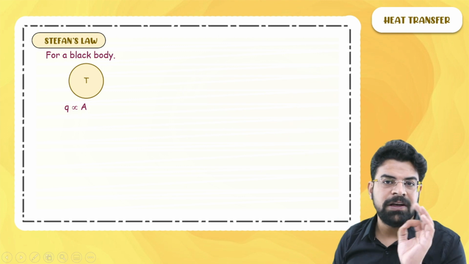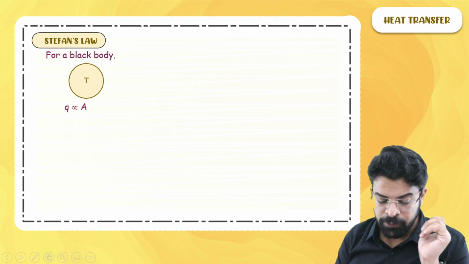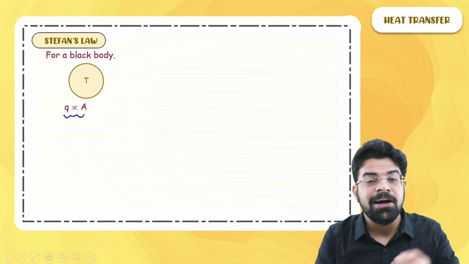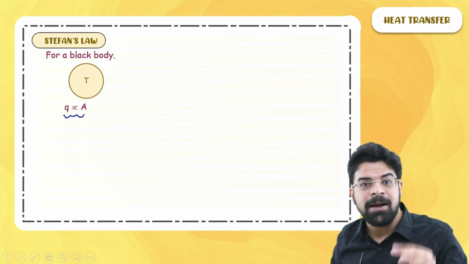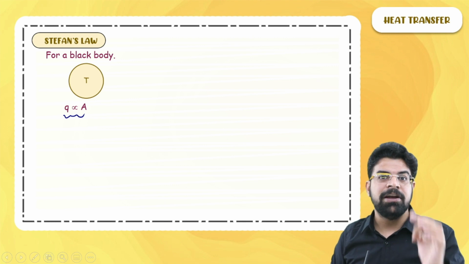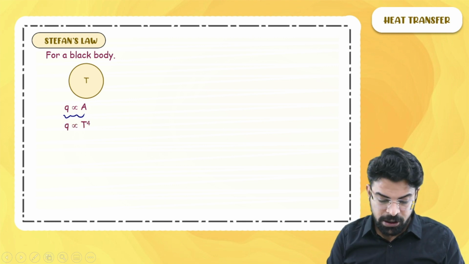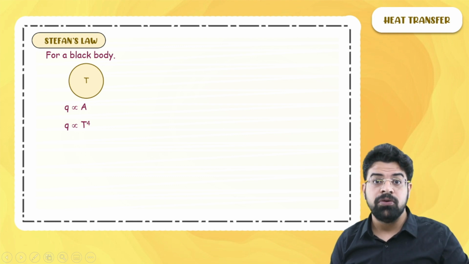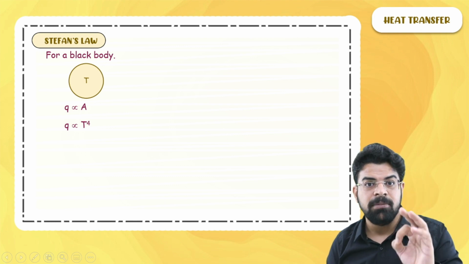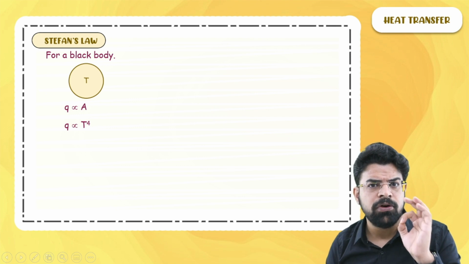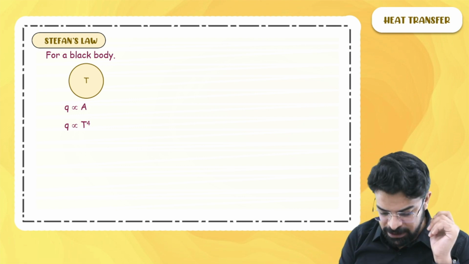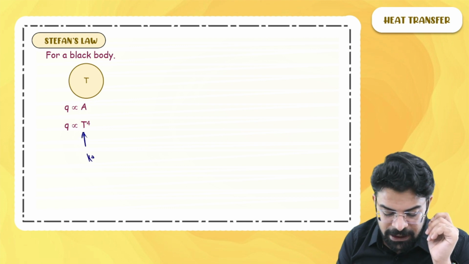So what we need to understand, the first thing in Stefan's law: the heat radiated by a black body is directly proportional to its surface area. The more the surface area of the black body, the more heat will be radiated by it. The second thing, the heat radiated is directly proportional to the fourth power of absolute temperature. The heat radiated by the ideal black body will be directly proportional to the fourth power of absolute temperature. When I say absolute temperature, it means that the temperature has to be taken in Kelvin.